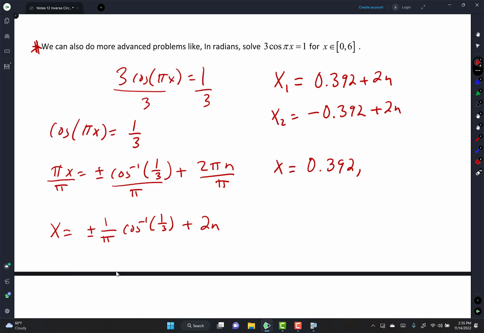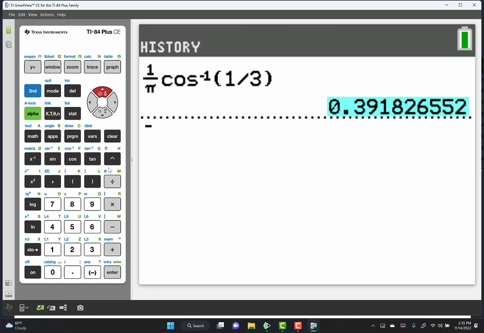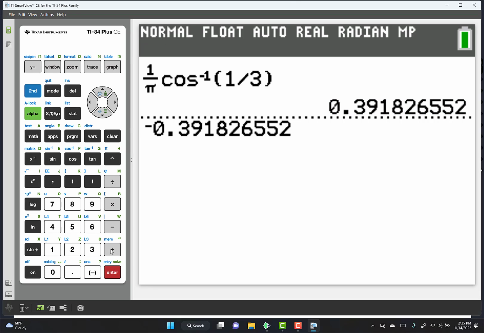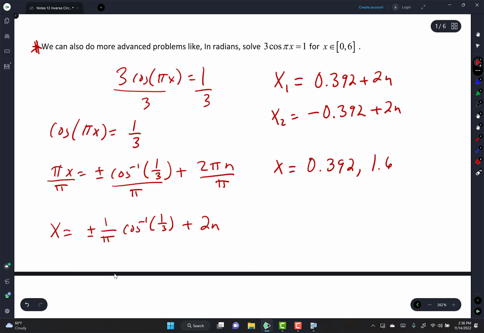0.392 is the first answer. The next answer, take the negative and add 2. So I'm going to type negative, and push enter on that. We can probably figure it out if we wanted to, but I'm just going to put plus 2 there. 1.608, and now the rest are simple. What do you mean the rest are simple? I'm just adding 2. So if I add 2 to the 0.392, that's going to be 2.392. See? Comma. If I add 2 to the 1.608, that's just going to be 3.608.